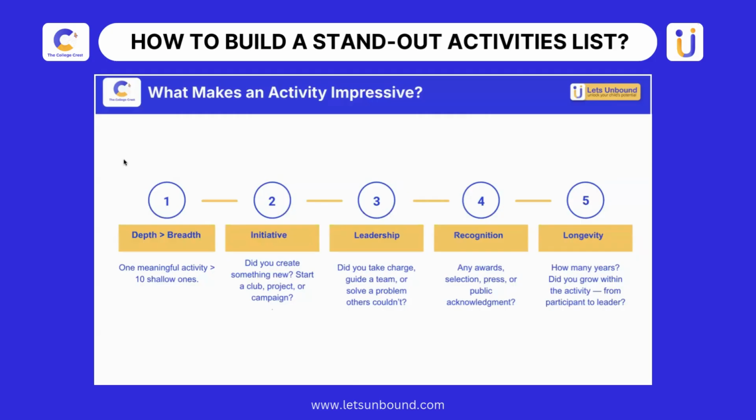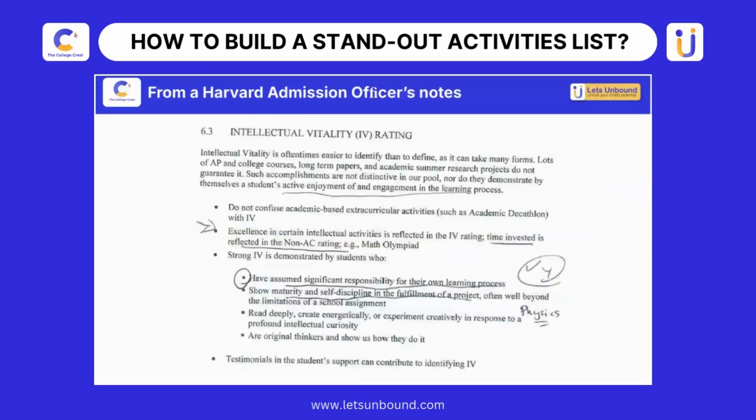And for top colleges, what they're really scanning for is something called intellectual vitality. And before I move into this part, looking into those five, I just want to quickly show you this note that I have got from a Harvard admissions officer, in which he says, and I'm just paraphrasing for you, intellectual vitality is something which is easier to identify rather than to define, as it takes various forms.